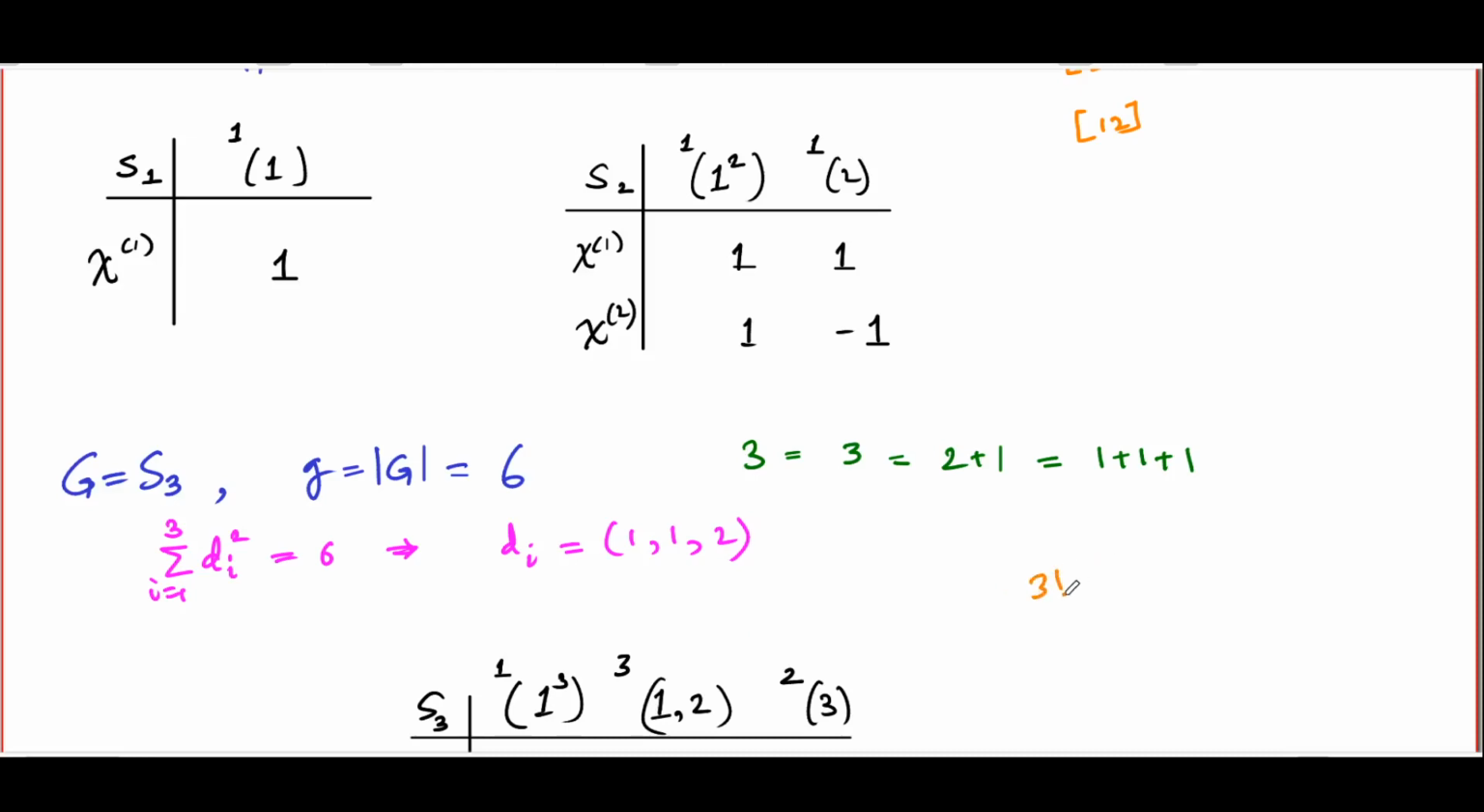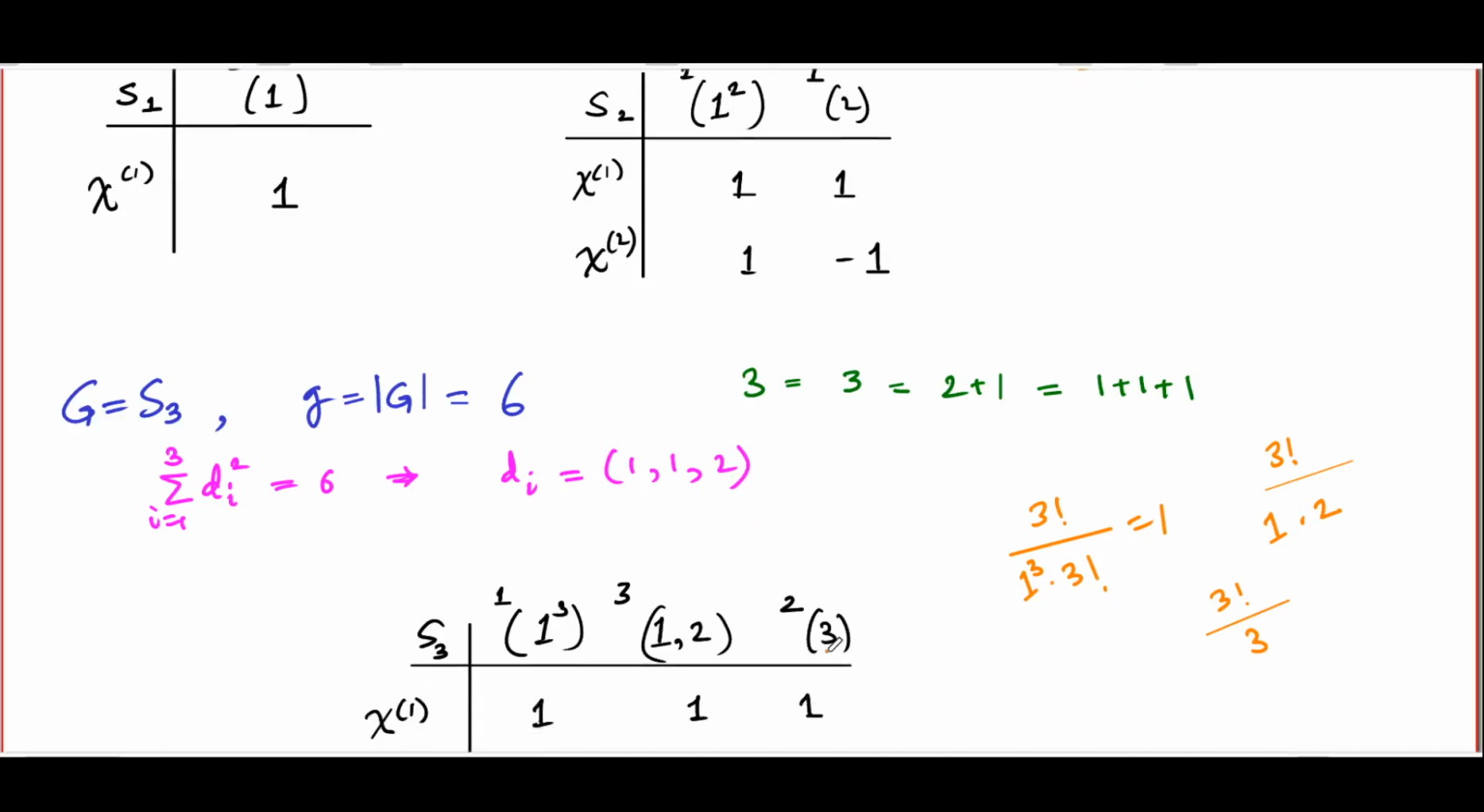After all, 3 factorial divided by 1 cubed times 3 factorial is just 1. That's the number of elements here. 3 factorial divided by 1 times 2 for this particular class happens to be 3. And 3 factorial divided by 3 is 2, which is the size of this particular conjugacy class. Now what about the rows of the character table? The characters themselves. We already know one representation, which is the identity representation, in which each class gets represented by the number 1. So that's one representation that we always have.